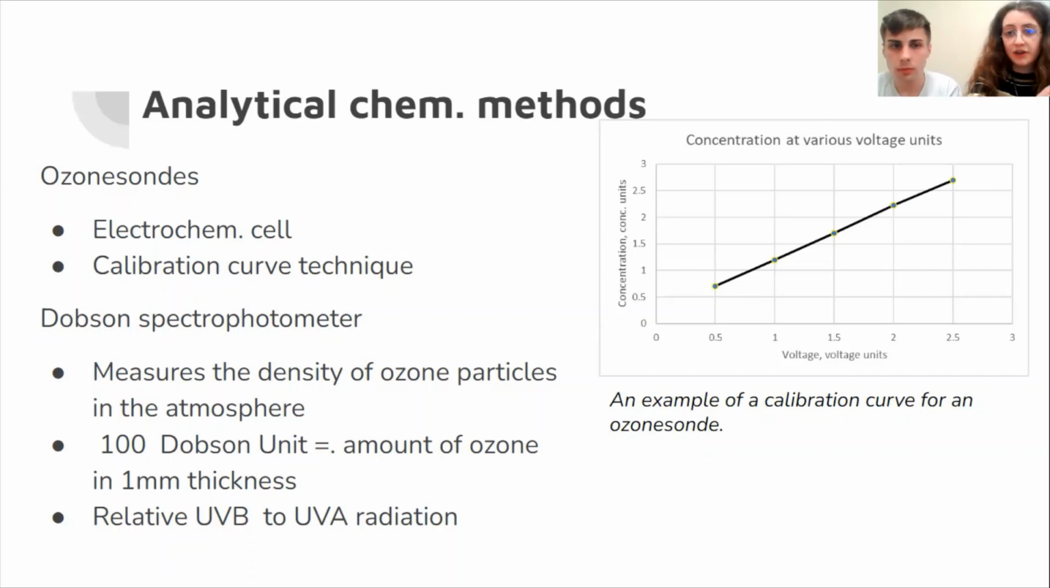The way the spectrophotometer works is that it measures the ratio between the UVB rays, which are absorbed by the ozone, and the UVA rays, which aren't absorbed. So the higher the ratio, the less ozone there is to absorb these rays.